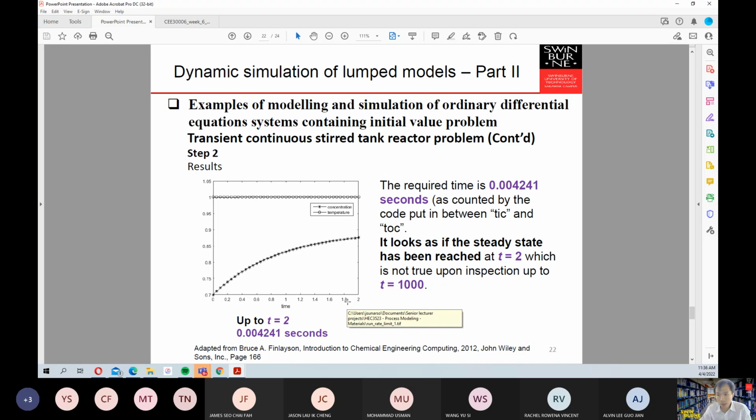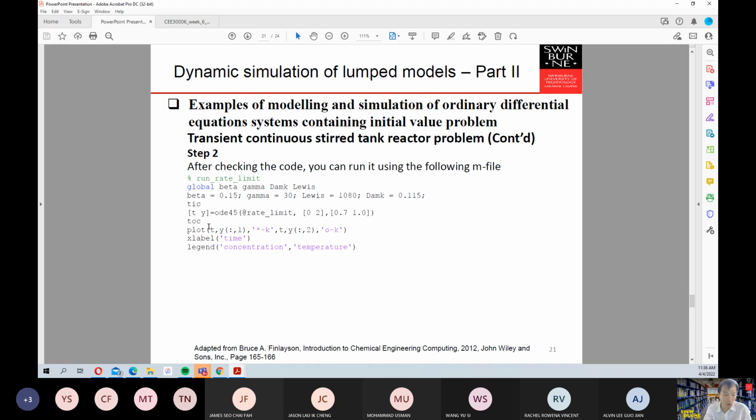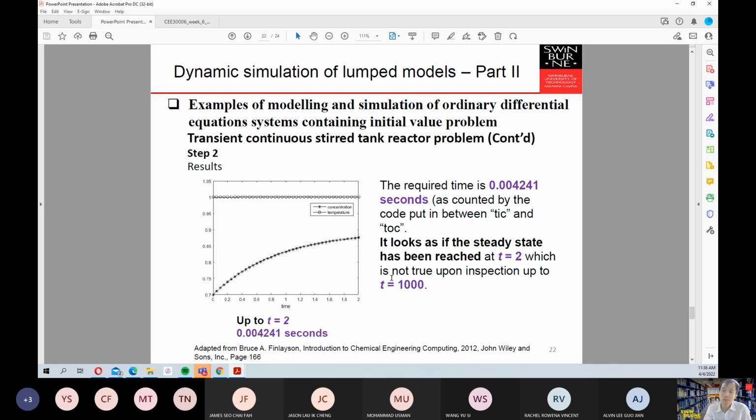So you can see that, oh, my concentration seems to be reaching the steady state already in here, since the temperature does not seem to change. But this is not correct. When you run these things, you only need about 0.004241 seconds. You know this because you put in a tic and then a toc. So this will calculate this thing.